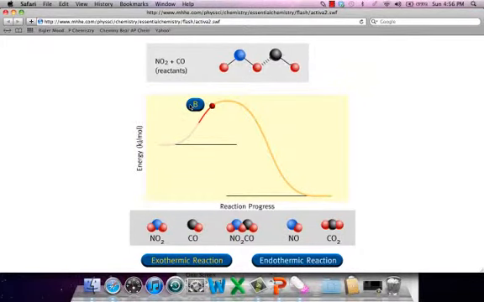When molecules collide, they form an activated complex, which is a temporary species formed by the reactant molecules as a result of the collision before they form product. In this reaction between nitrogen dioxide and carbon monoxide, the activated complex is NO2CO. The activation energy, which is the minimum energy needed to initiate this reaction, is 132 kilojoules per mole.